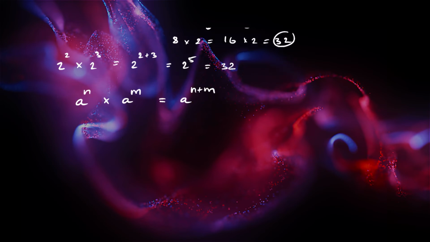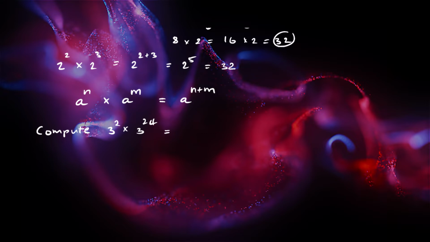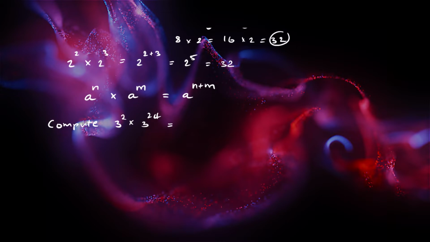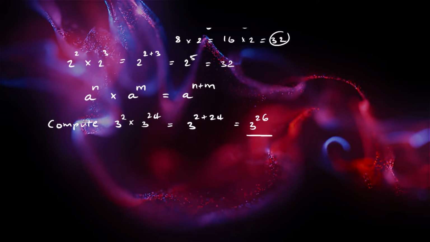So let's try and compute 3 to the power of 2 multiplied by 3 to the power of 24. So how are we going to do this? Well, using our product rule, it's the same as 3 to the power of 2 plus 24, and this is equal to 3 to the power of 26. Now, if you have a calculator on you, I'm sure you can calculate that. I don't, so I'm going to leave it as this, but this is our final answer.